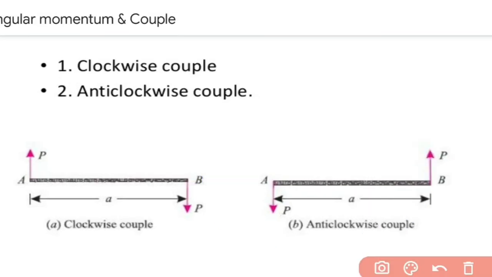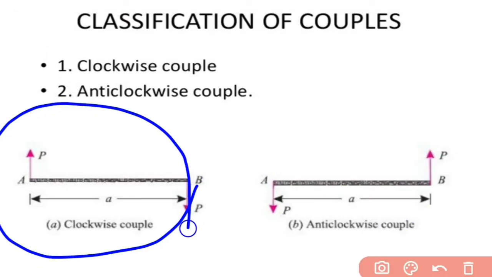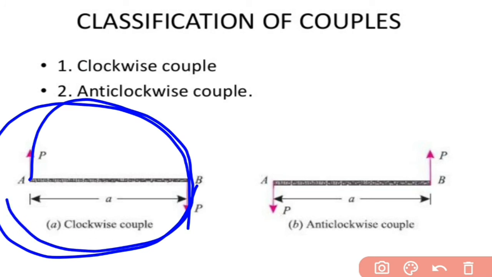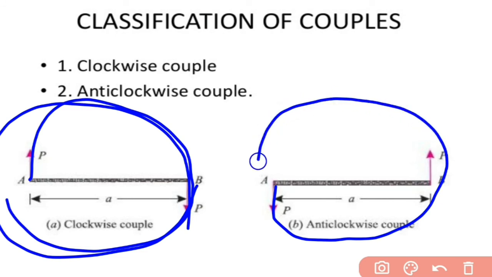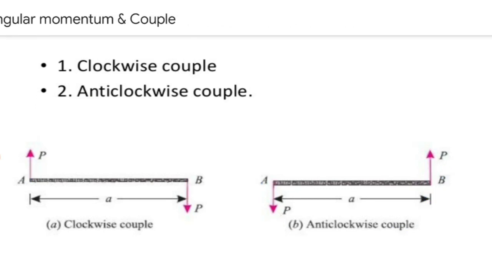The first diagram produces clockwise rotation. You can start from any arrow and just complete that rotation to see whether it is clockwise or anti-clockwise. If you start from here also, you will get clockwise. In the second diagram, you will get anti-clockwise, and even if you start from here also, you will get anti-clockwise. That is how we see whether it is producing clockwise rotation or anti-clockwise rotation.